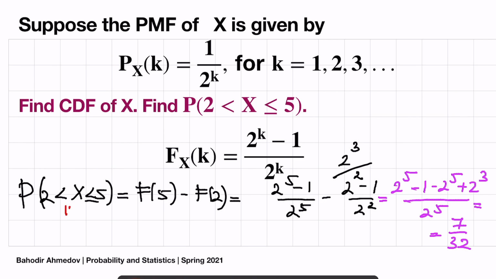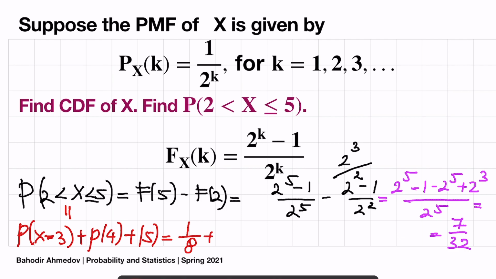So this probability is equal to the probability of x equal to 3, 4, and 5, right? We know each of these probabilities. It is equal to 1 over 8 plus 1 over 16 plus 1 over 32 according to this formula. And if you sum, you're still going to get 7 over 32.